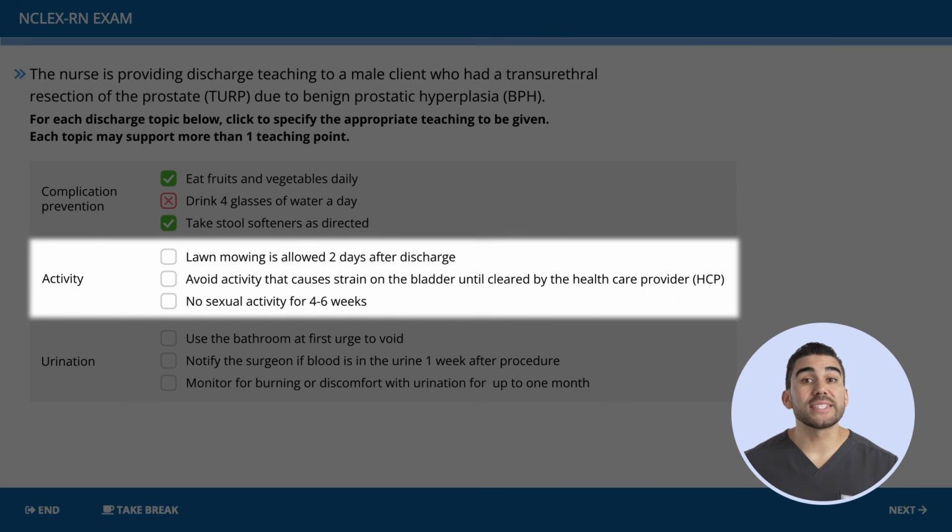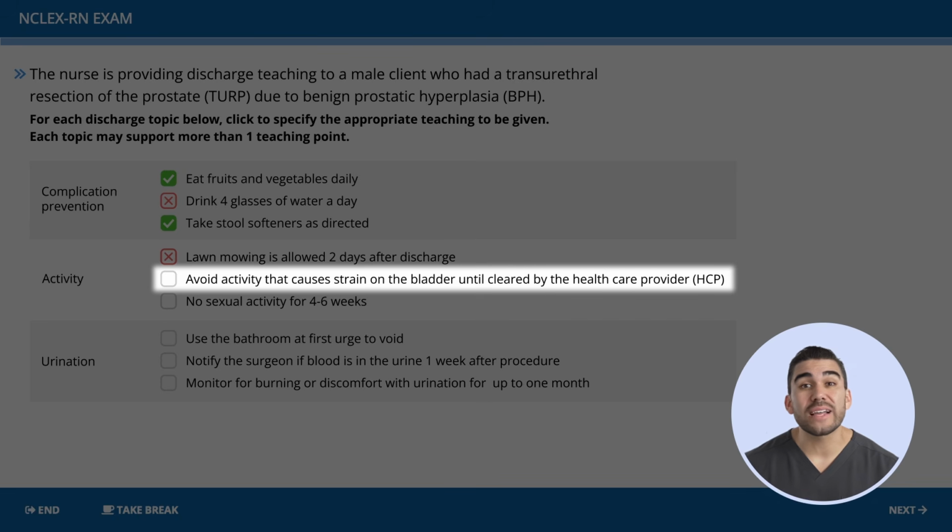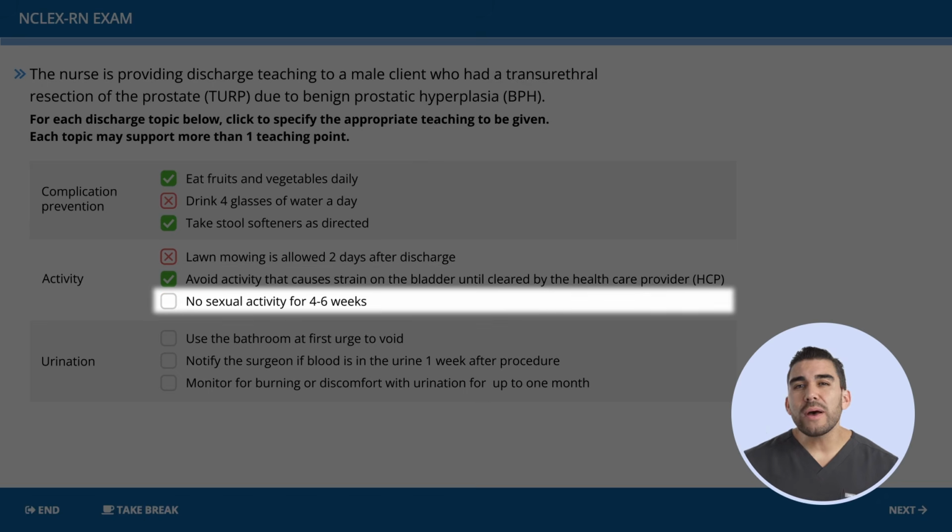Now moving on to activity. Number 1 is lawn mowing allowed 2 days after discharge. No, we want the client to not strain at all. So we have to avoid any physical activity for a few weeks after surgery. What about the next one? Avoiding activity that causes strain on the bladder until cleared by the HCP. Yes, this is the safest thing to do. How about no sexual activity for about 4 to 6 weeks? Yes, avoiding sexual intercourse for several weeks ensures healing.